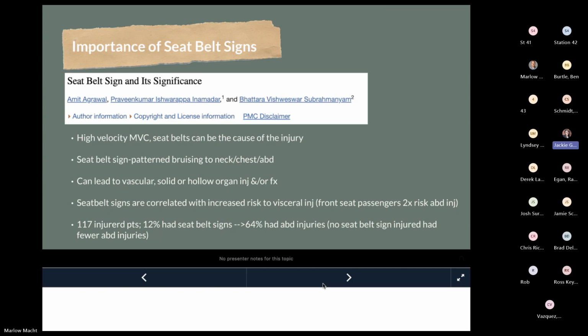But my point is that we talked about a case a couple months ago about a pediatric patient with a seatbelt sign that had some particularly significant bowel injury. So that's another example of making sure you convey a seatbelt sign in your Pulsara, because this can really help us in preparing for the patient. Next.